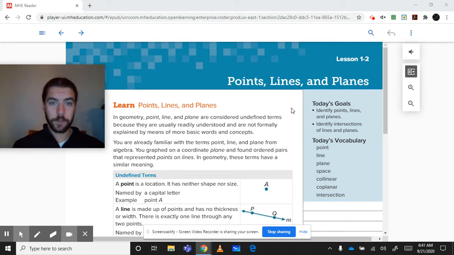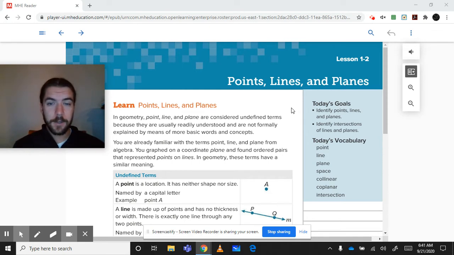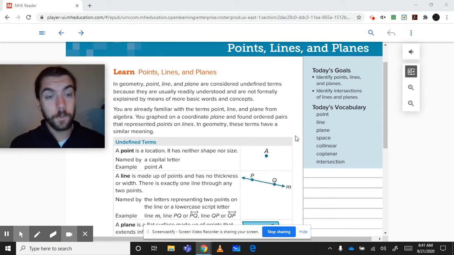You are already familiar with the terms point, line, and plane from algebra. You graphed on a coordinate plane, so that'd be like your graph, a piece of paper, a 2D flat object, which we call a plane, and found ordered pairs that represent points on lines, right? So if you have the point (5, 4), you go over 5 on the x-axis, up 4, and you put a little dot there. That is a point. And if you make another point and you connect those 2 points together, you've made a line. Okay, so that's all we're talking about today: points, lines, and planes. You've done a lot of that. You've made points, you've connected them into lines, and you've had those written on a plane, on a piece of paper.